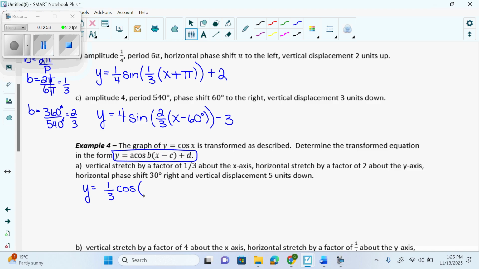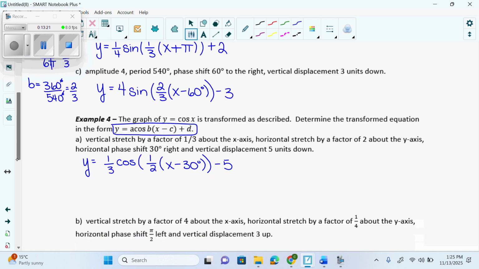Horizontal stretch by a factor of 2. So that's words, and I'm trying to put it into the equation. So what's it going to be in the equation? So you cross the double-headed arrow. 1/2. Horizontal phase shift 30 degrees right. Minus 30 degrees. And then a vertical displacement 5 down.